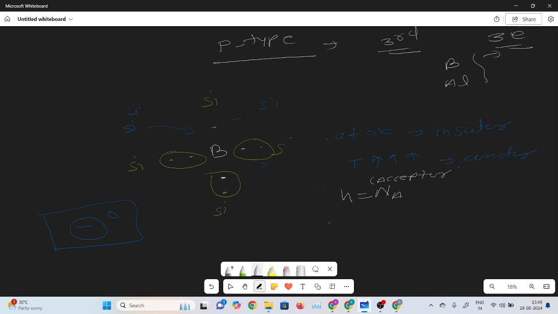Acceptor atom. All the atoms will be ionized, and the acceptor atom concentration is the same, no problem. It is 10 to the power 13, not much, yeah, 10 to the power 14 per centimeter cube. This is the observed data.